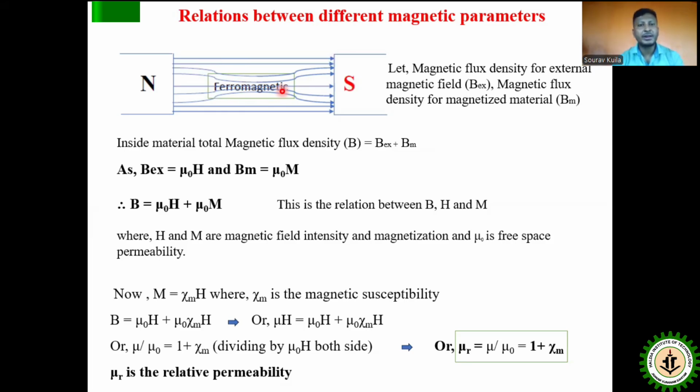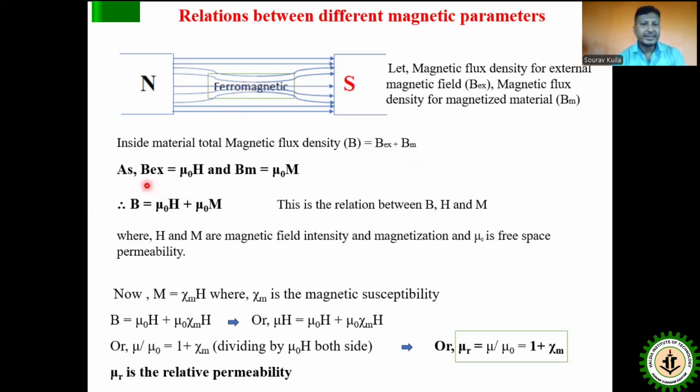So two kinds of magnetic field lines will appear. One is due to the external magnet, and the other is due to this magnetized ferromagnet. So there will be two magnets, and from these two magnets, two kinds of magnetic field lines will appear. Inside the magnetic material, the magnetic flux density will be represented as the flux density for the external magnetic field plus the flux density due to the magnetized material.